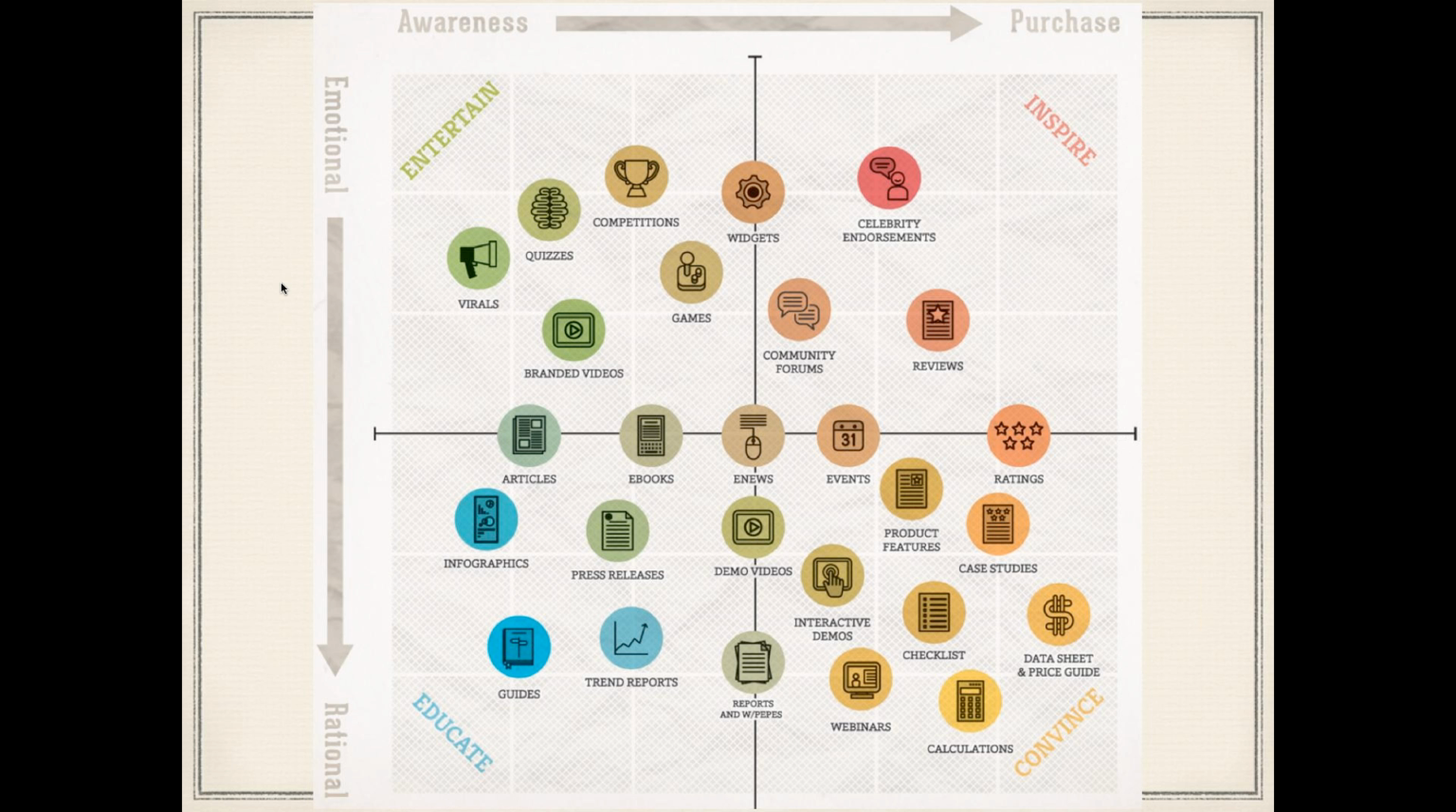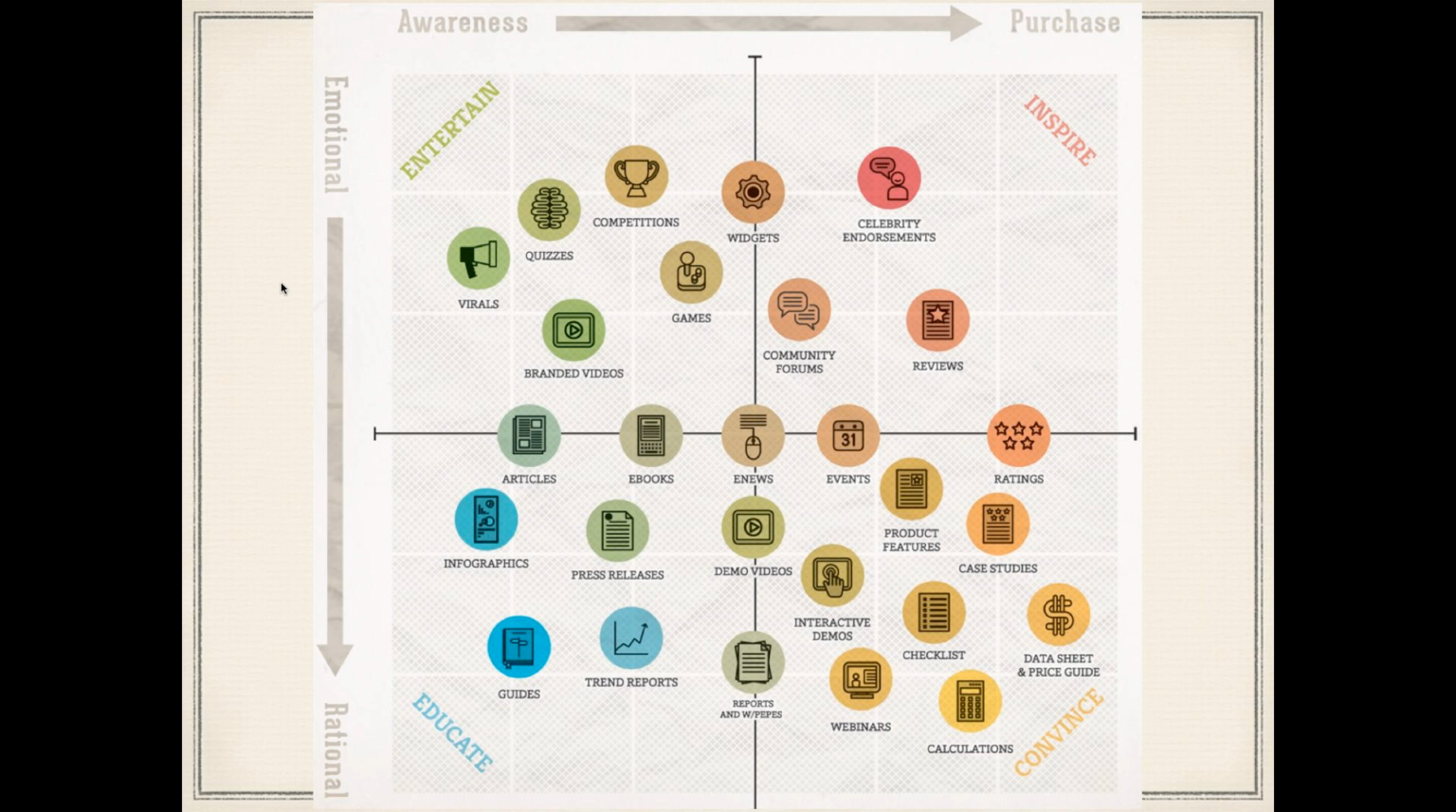You see that? And the same thing happens from left to right, whether it's making them aware of something, trying to entertain or educate them for an awareness purpose, or trying to convince or inspire them to make a purchase. If I was trying to convince you to make a purchase, the best thing I can do from a rational perspective is to show you a data sheet and price guide. Do math for you. Data sheet, that's the prove-it method. I need to show you a data sheet, price guide, case studies, calculations. I need to prove it to you.